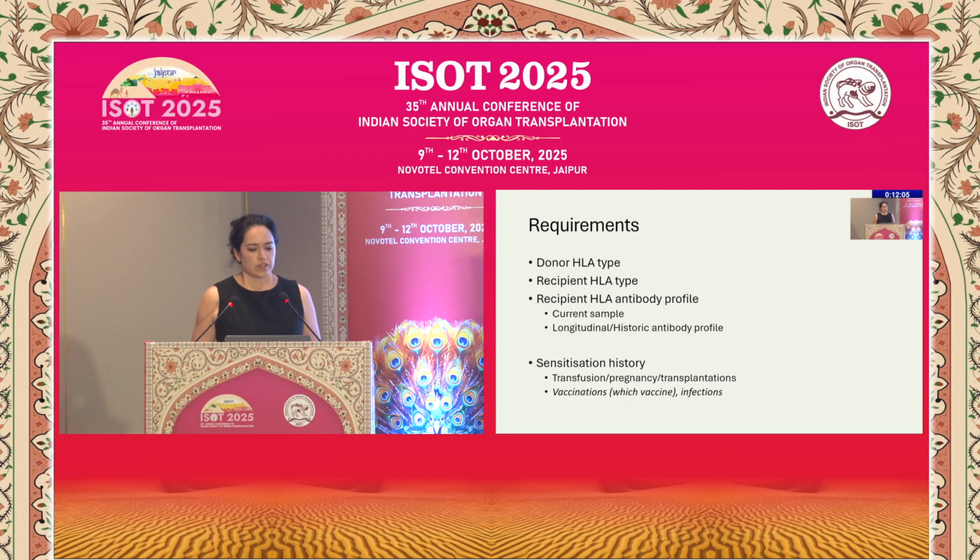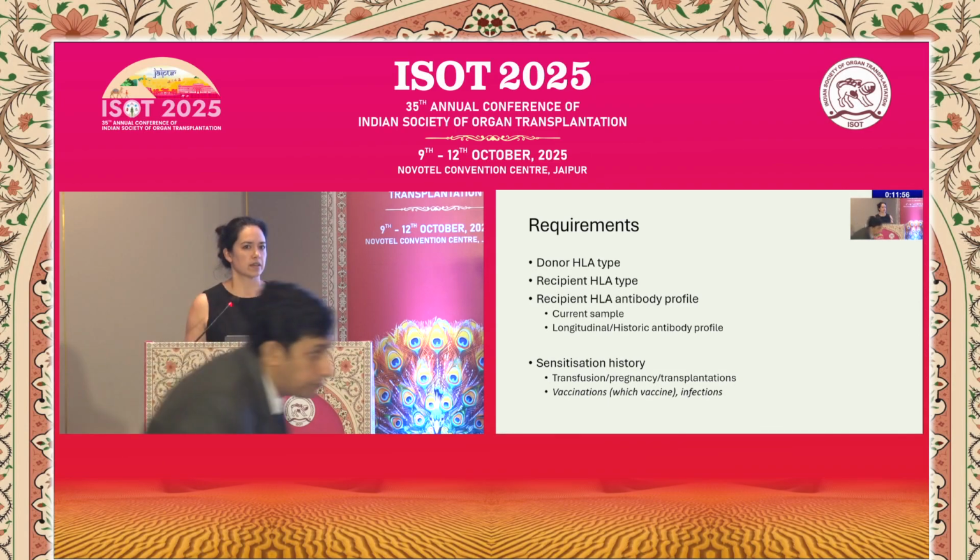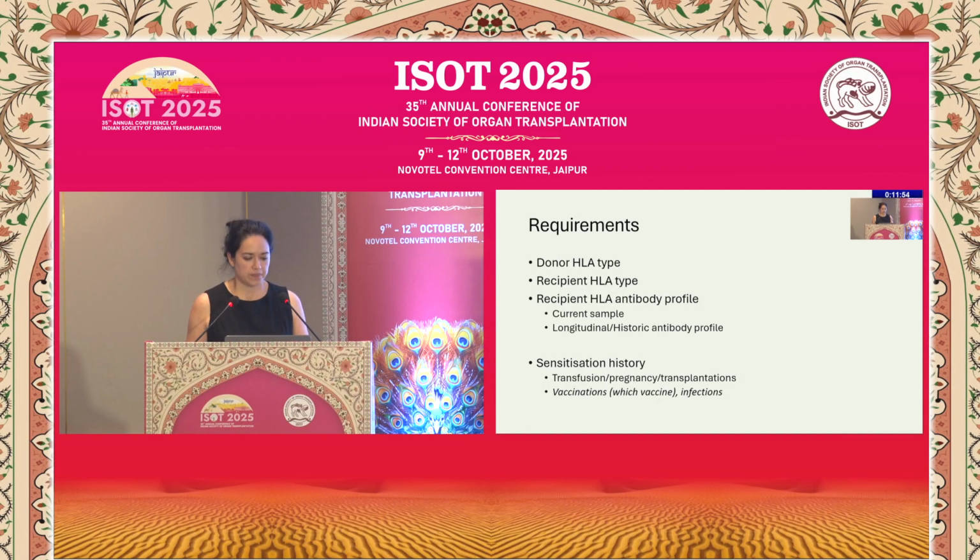We also need to have a recipient's HLA antibody profile, but really we need more than one test. And what we would like to do is look at the patient's HLA profile over a long period of time. And often in some of our cases, we'll have a longitudinal historic profile that will span a decade.